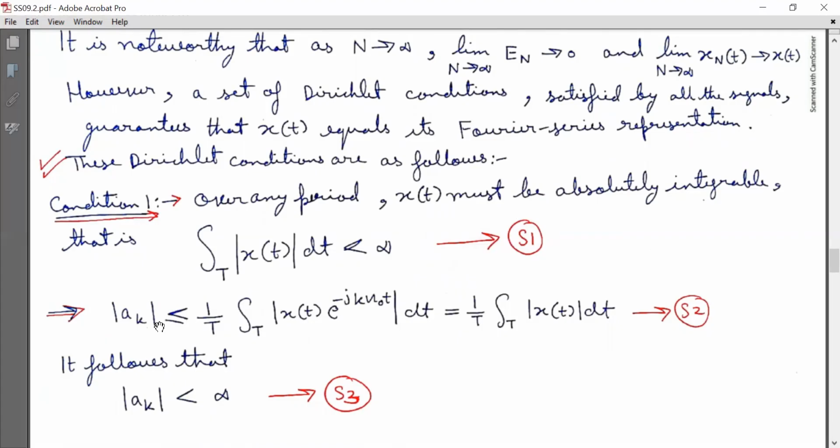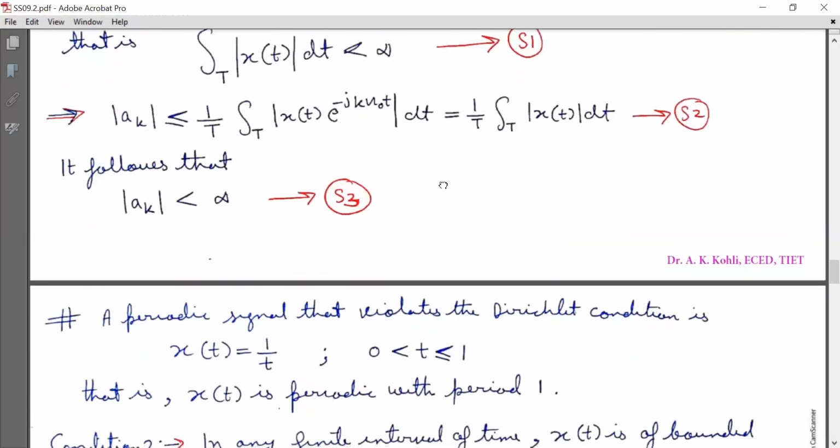Now, for the Fourier series coefficient a_k, the magnitude of a_k is less than or equal to 1 by T integration over a period of capital T of magnitude x(t) e raised to minus j k omega naught t dt. Now this is equal to 1 by T integration over a period of capital T of magnitude x(t) dt. Mark it as equation S2. It follows that magnitude a_k is less than infinity. Mark this equation as S3 and this equation is S2. So the condition which needs to be fulfilled is S1 and S3.